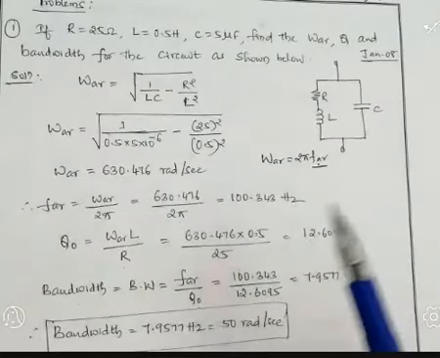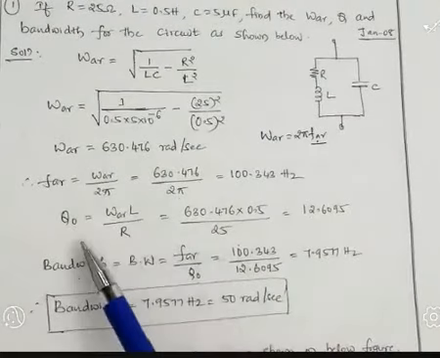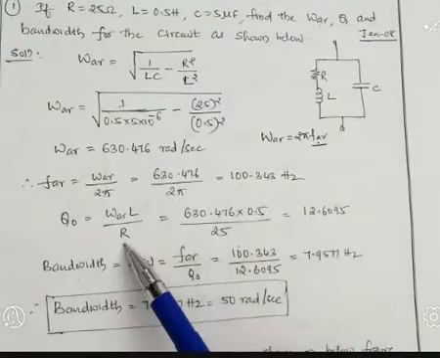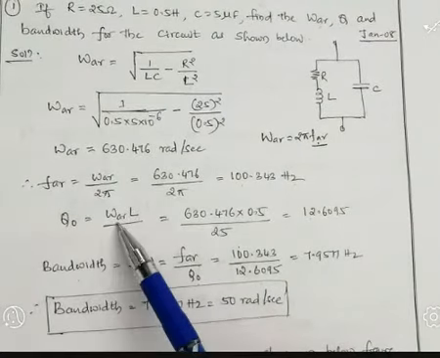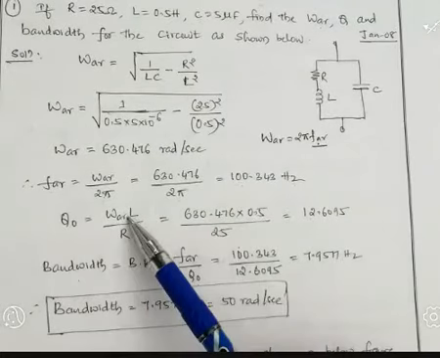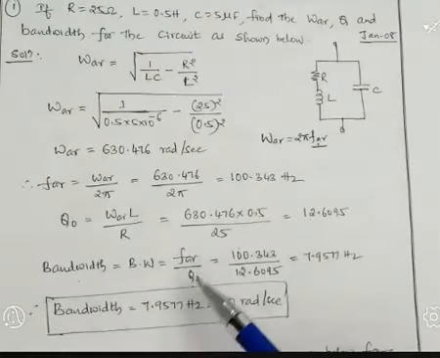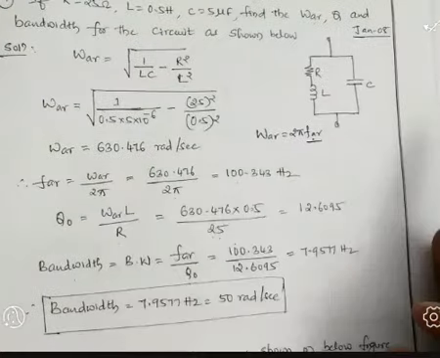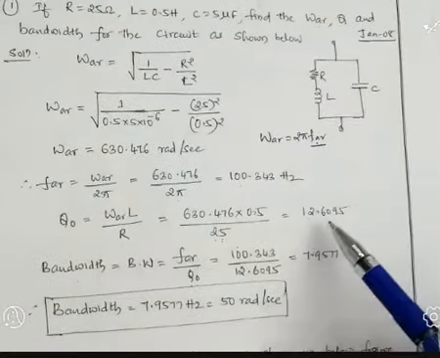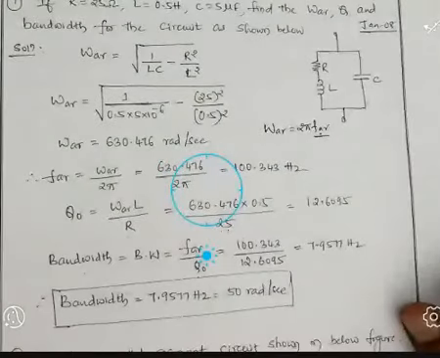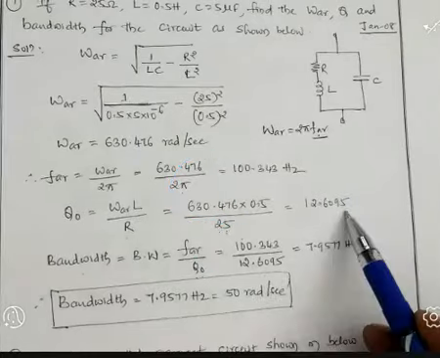Similarly, calculate the quality factor. We have the formula omega AR multiplied by L divided by R. Omega AR is 630.476 multiplied by L, which is 0.5 Henry, divided by R, which is 25. After doing the simplification using a calculator, we get the answer 12.6095 as the quality factor.